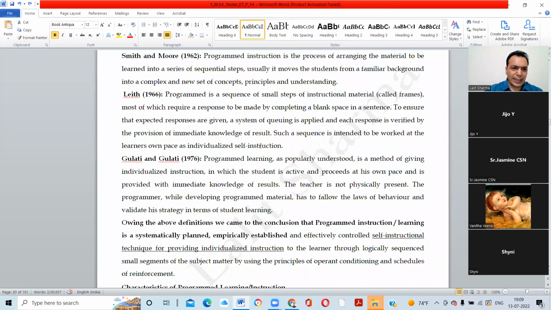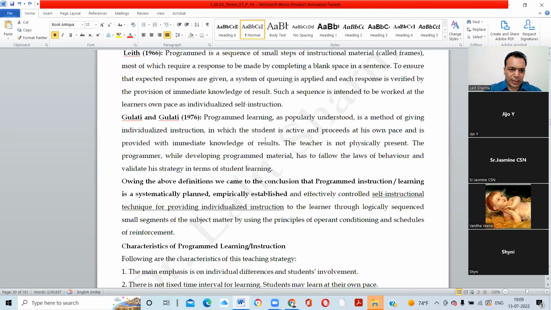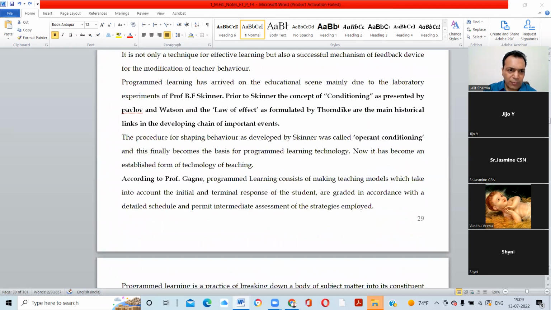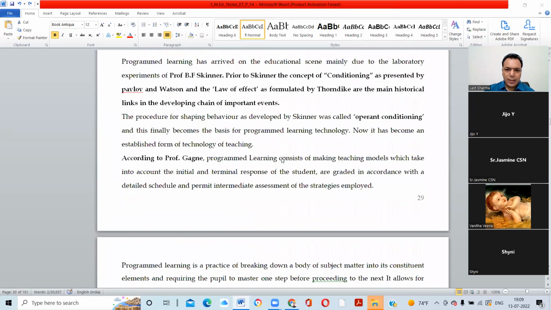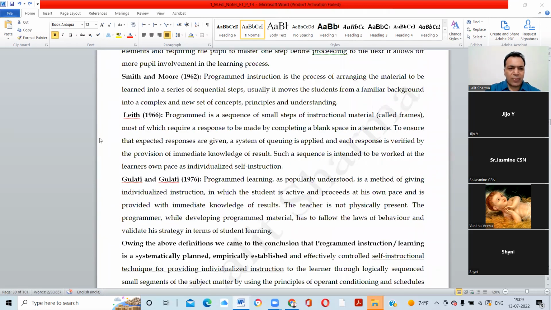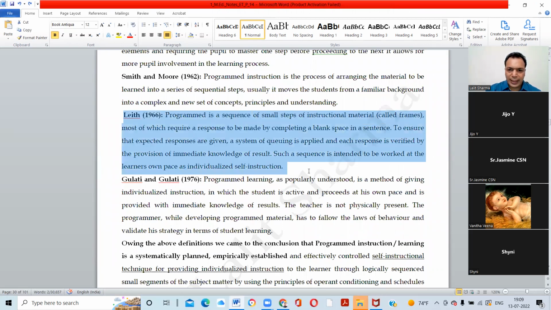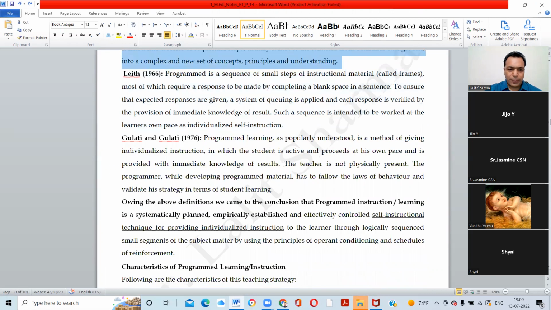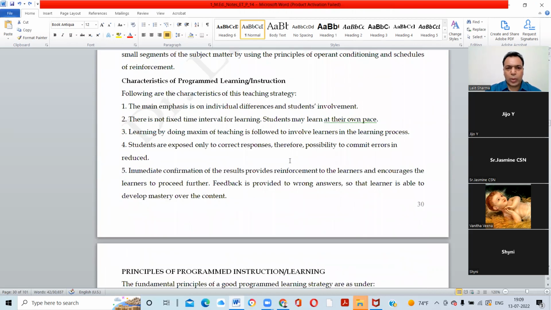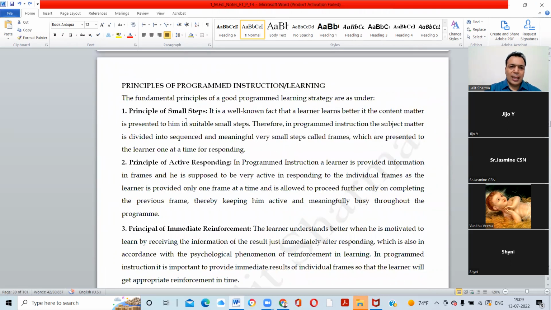Definitions of Professor Gane, Leith, Smith and Murray, Gulati and Gulati, not the Kulkarni, out of these 4, you can learn the definitions of Leith also, right? Go for the Leith, and if you think that it is a long one, then go for Smith and Murray, right? So please try to write at least one definition if you want to get good marks. And under the principles of programmed learning, you have to define all the major fundamental principles.